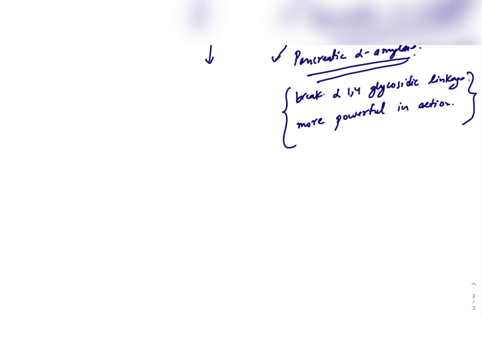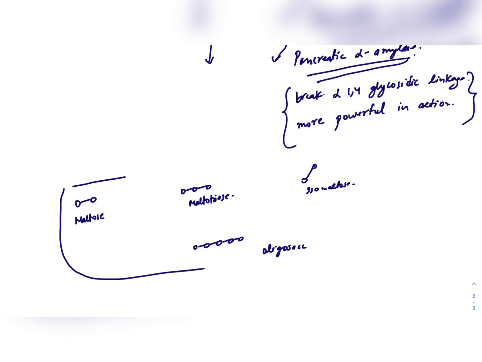So similarly, you will get maltose, maltotriose, isomaltose, and some oligosaccharides also. This is maltose, maltotriose, and isomaltose. As you can see, these products of digestion are right now in the duodenum of the small intestine.